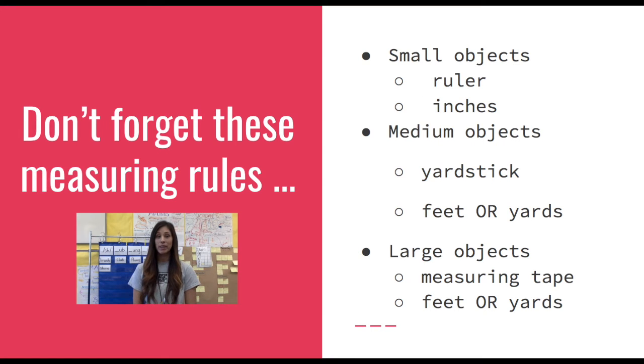In addition to following those steps, I also need to remember these measuring rules. For small objects, I usually will choose a ruler as my measuring tool, and I measure small objects using inches. For medium-sized objects, I'll usually use a yardstick, and I would measure using feet or yards. For large objects, I would use a measuring tape, and I would measure using the units feet or yards. So remember, small objects include things like a glue stick or a marker. Medium-sized objects include things like our pocket chart, and large objects include things like our classroom or our school.